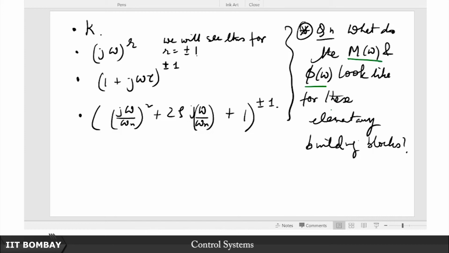So things like bandwidth, phase margin, resonant peak, all of these actually do specify the performance metrics of the system in the frequency domain, just like rise time, peak time, settling time, percentage overshoot did it in the time domain.